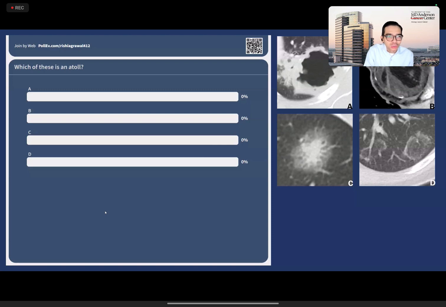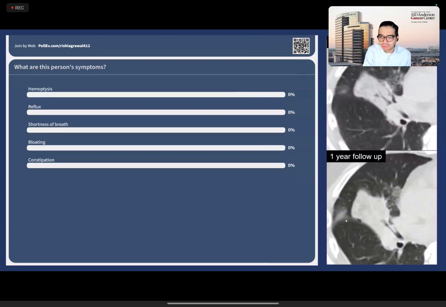Okay, how about this question? Which of these is an atoll? Okay, most people said D, this is an atoll, but a good minority, 41% or so, said C is the correct answer. Not too many people said A or B. And again, I'll come to the answers, but these are just some warm-up questions to have you thinking.